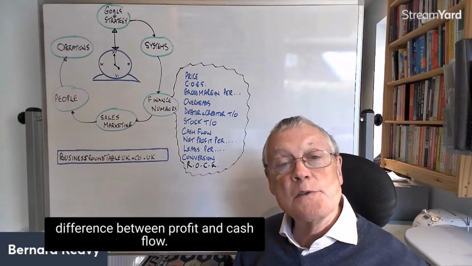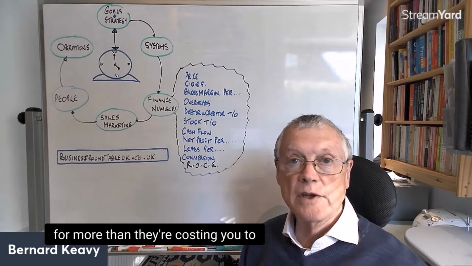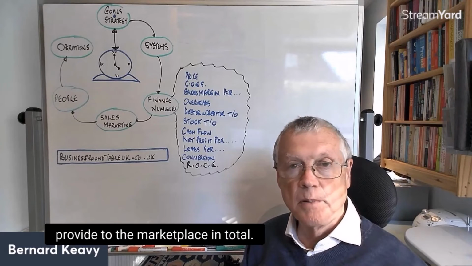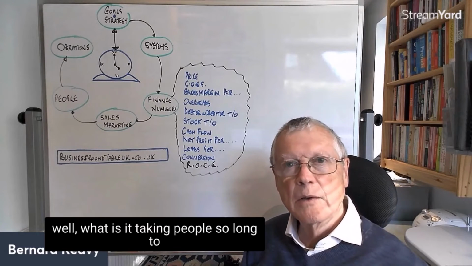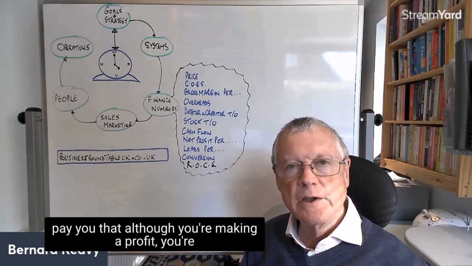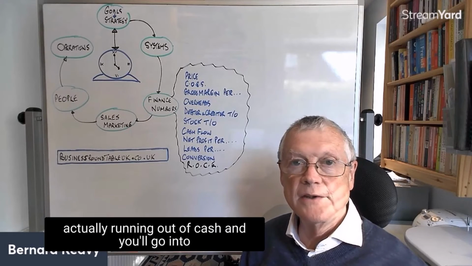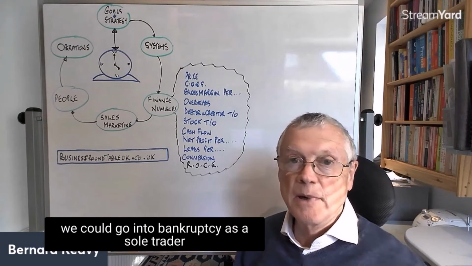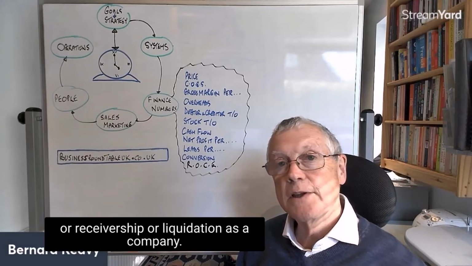And you need to know the difference between profit and cash flow. Profit is where you're selling things for more than they're costing you to provide to the marketplace in total. But cash flow is saying, well, that's all very well, but is it taking people so long to pay you that although you're making a profit, you're actually running out of cash, and you could go into bankruptcy as a sole trader, or receivership or liquidation as a company.